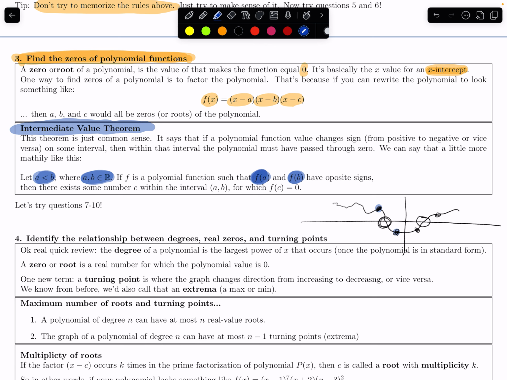I think that's a typo here too. That's spelled wrong, sorry. Okay, so they have different signs. Then there's some c in between, so some c in the interval where it hits 0. And that's basically what I explained to you in this little diagram here, right? The little picture. Okay, let's try question 7 to 10.